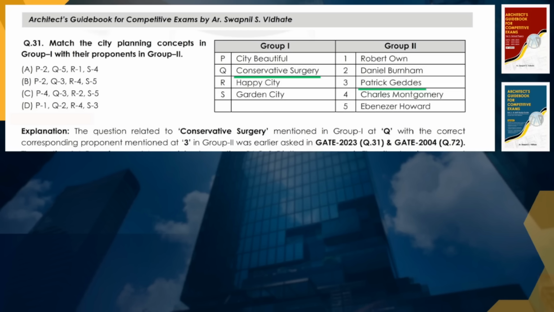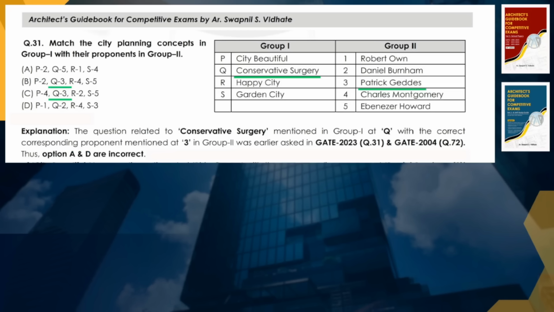The correct proponent for the concept conservative surgery is Patrick Geddes. So the first pair is Q3. So we'll see in which options Q3 is mentioned as the correct pair. You can see that in options B and C, Q3 is the correct pair. So options A and D will be the incorrect ones. So we will ignore these two options, A and D. Then the next concept, Garden City, you can easily select: Garden City was proposed by Ebenezer Howard. So S5 is the correct pair, which is common in both options B and C.